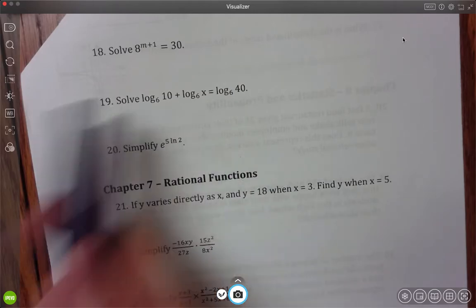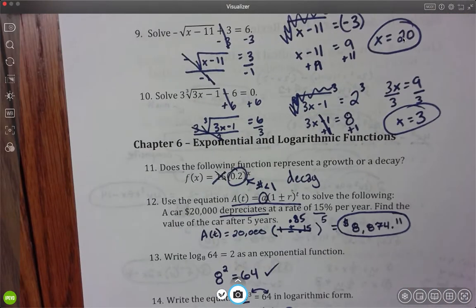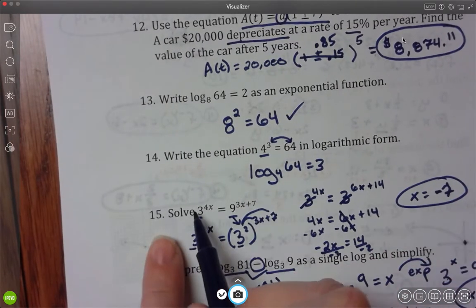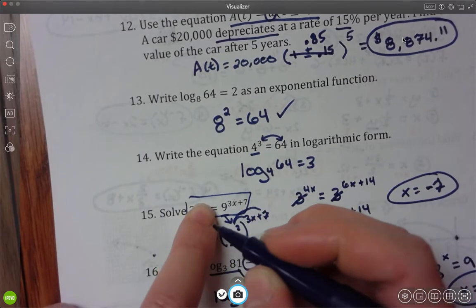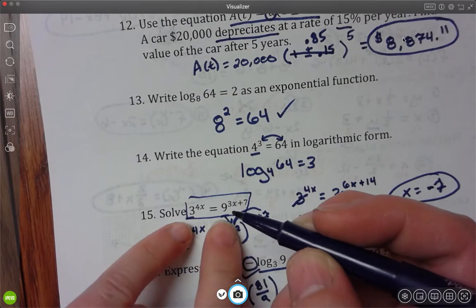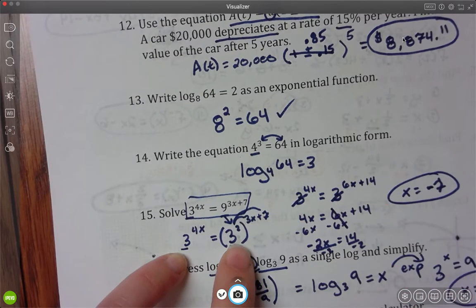So starting with number 18, we talked about number 15 in the last video if you look at your packet. And number 15 is set up in the same way that number 18 is. I have 3 to the 4x power and 9 to the 3x plus 7 power. So 3 and 9, we noticed that I could write those as the same base, like 9 was the same thing as 3 squared. And then I could cross out the 3's, okay?